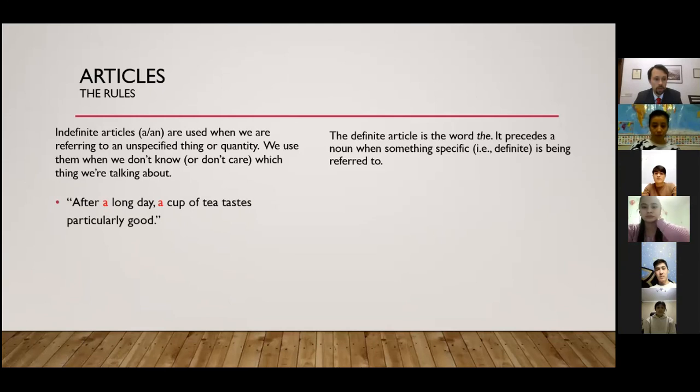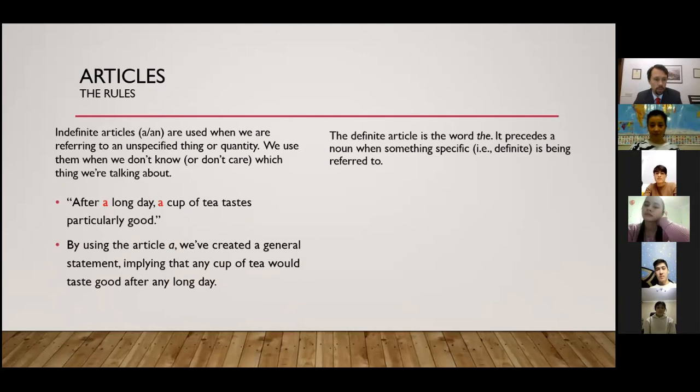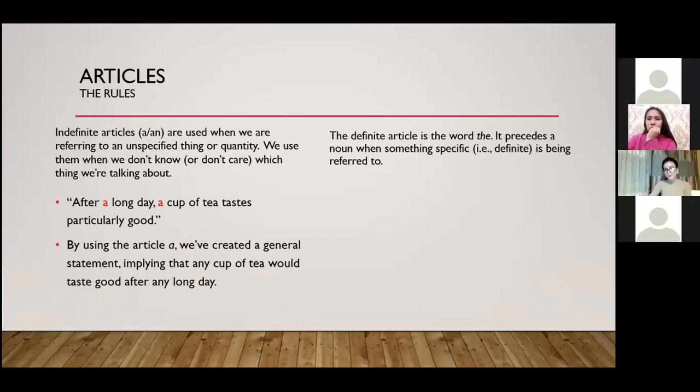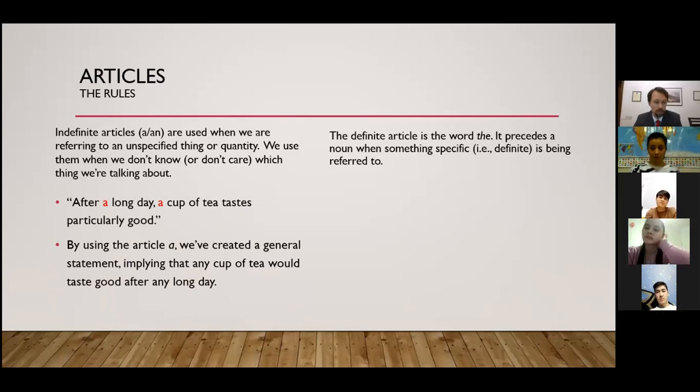After a long day, a cup of tea tastes particularly good. This is definitely a British English example. Not a lot of Americans drink tea. Let's see the explanation. By using the article a, we've created a general statement, implying that any cup of tea would taste good after any long day. Doesn't matter which day or which tea. Just in general, tea is good after a long day.